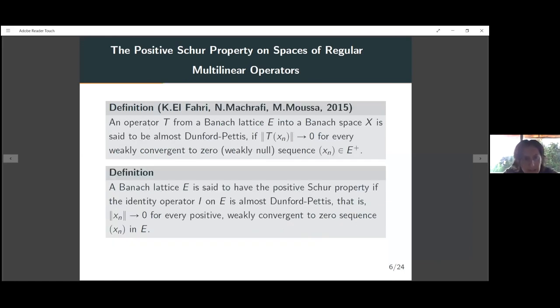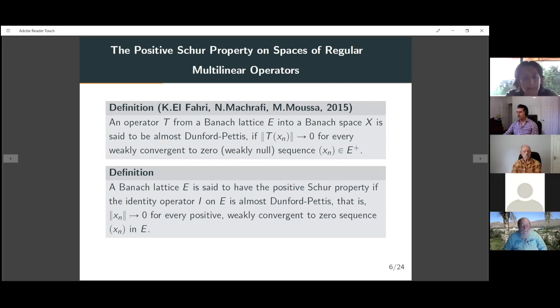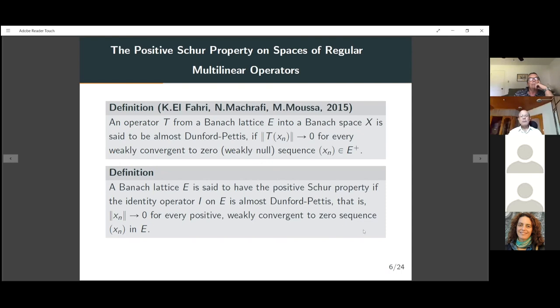Well, and also we need that to define an almost Dunford-Pettis operator in general. When we say almost or upper, these two concepts usually relate to the positivity concept. And an operator T from a Banach lattice E into a Banach space X is said to be almost Dunford-Pettis if the norm of T x_n goes to zero for every positive weakly convergent to zero sequence x_n in the domain space E. Also, we say that the Banach lattice E has the positive Schur property if the identity operator on E is almost Dunford-Pettis, that is, the norm of x_n goes to zero for every positive weakly convergent to zero sequence x_n in E.